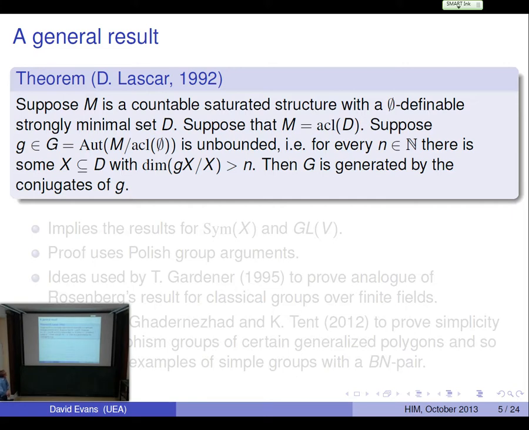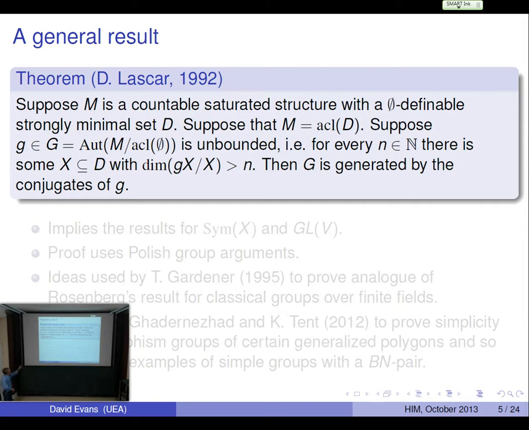Suppose that you've got an automorphism G which is unbounded in the sense that for every n, there's some finite subset of the strongly minimal subset which gets moved to something of dimension at least n over itself. Then G is generated by the conjugates of G.